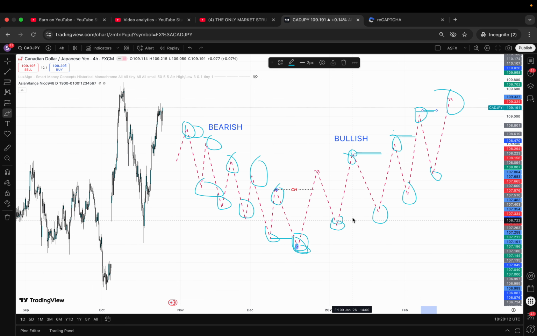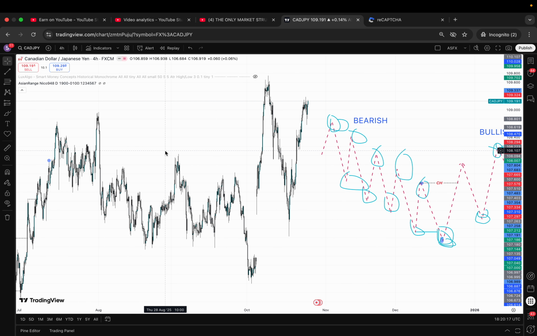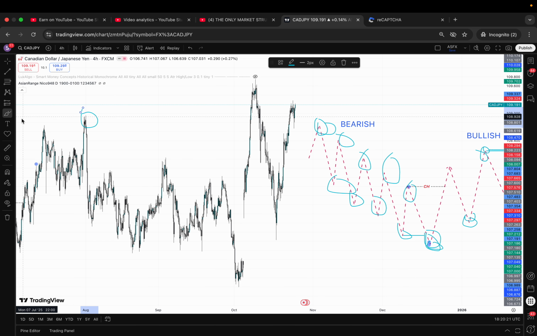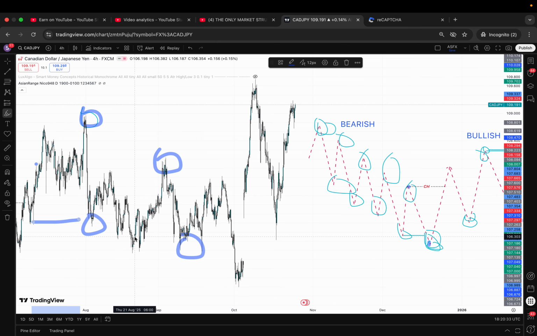I don't want to go into advanced market structure. I just want you guys to understand this. So we can see a clear example, guys. Let me just use my highlighter. You can see lower high, lower low, lower high, lower low. Why? Because the market broke below this previous low. Lower high, lower low. Why? Because the market broke below this previous low. A lower high, a lower low. Why? Because the market broke below this previous low.